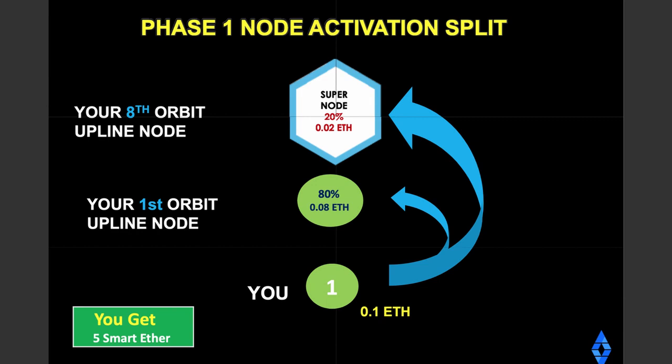In this slide, we'll see how the income that comes with phase 1 activation is split. When you send 0.1 Ethereum to a smart contract, it's 80%. That is, 0.08 Ethereum will be sent to the upline node that introduced you. At the same time, your 8th upline will get the remaining 20%. That is 0.02 Ethereum. And you will get 5 smart ethers.